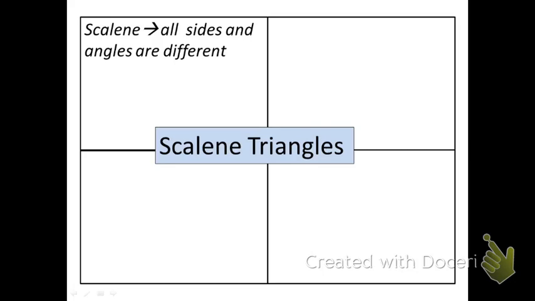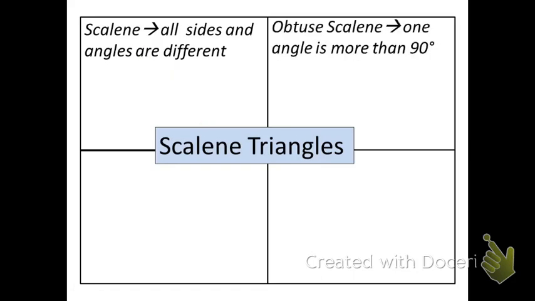Scalene, this is when all sides and angles are different on a triangle. So we have all sides and angles are different. All these sides have to be different lengths. And when they are, that will make angle A, B, and C different. An obtuse scalene is when one angle is more than 90 degrees. So here you can see angle A is much greater than 90 degrees, so this is what's known as an obtuse scalene because your other two angles are different sizes as well as all three sides are different lengths.